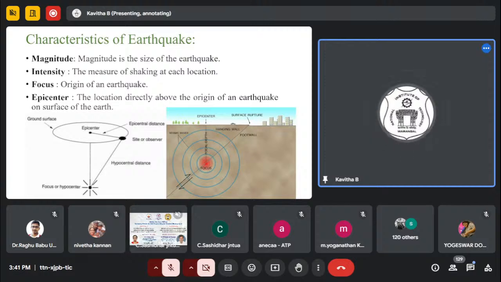Why this value is important is because this is the way the wave is propagated. This is the path the wave followed, through which the medium properties or the elastic properties are disturbed or changed. So I am going to consider this hypocentral distance for my calculation. Then what is magnitude, and intensity is how you are feeling it. Focus and epicenter are clear, so we can move on.